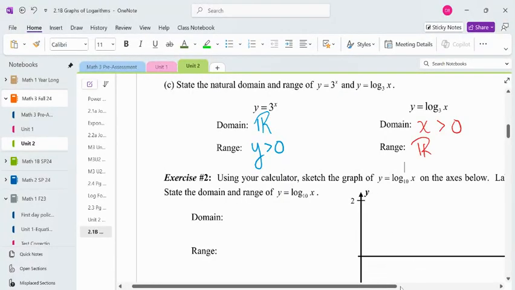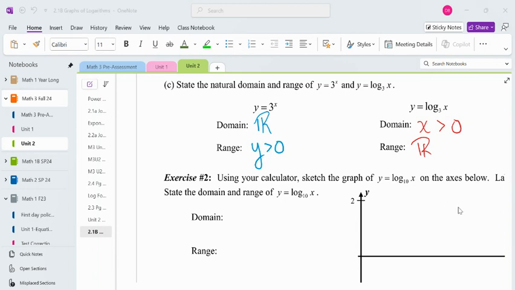Remember that log base 10 is called what on your calculator? It has a special name. Do you remember? It's just the log button. Yeah, it's just the log button. You could just use the log button.